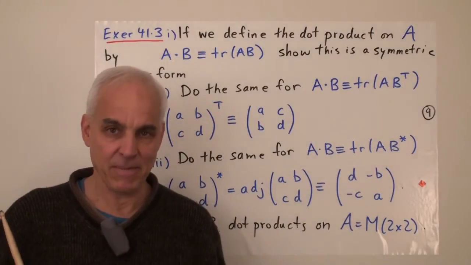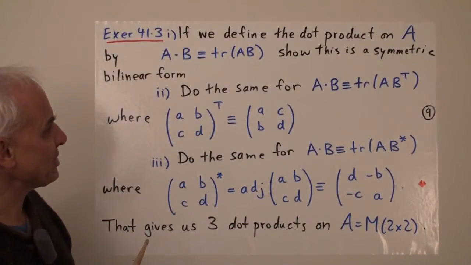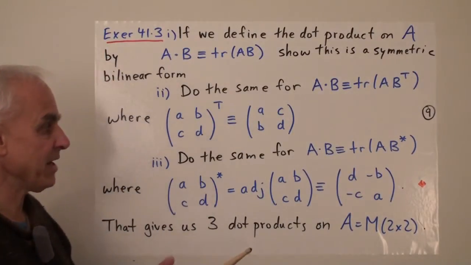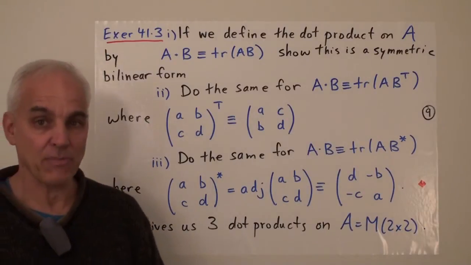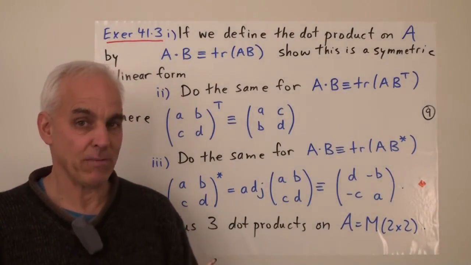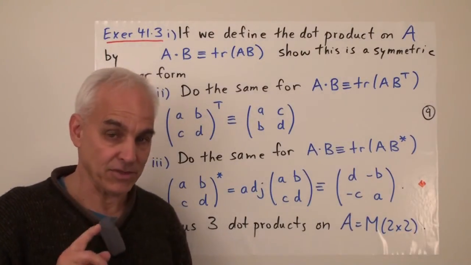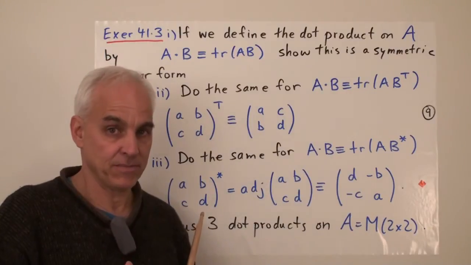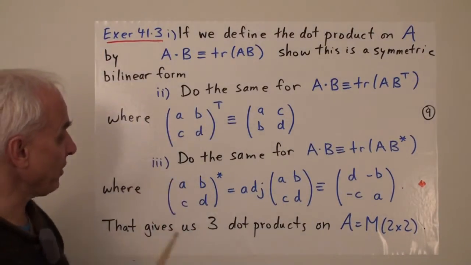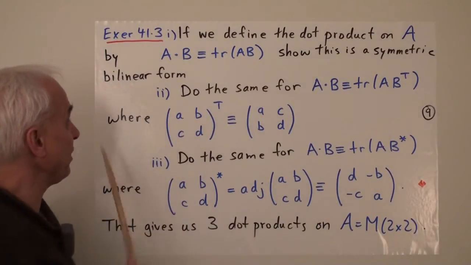It's a very fundamental concept. And in fact, it turns out that there are at least three interesting and pretty natural dot products that appear on this algebra of 2x2 matrices. One of them is going to be a lot more important than the others for our purposes. They're all interesting though. And I want you to explore these three dot products and check, in fact, that they are indeed symmetric bilinear forms.